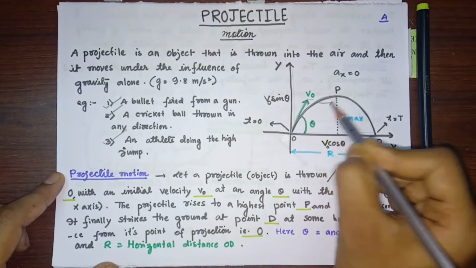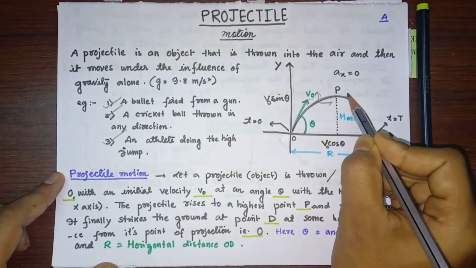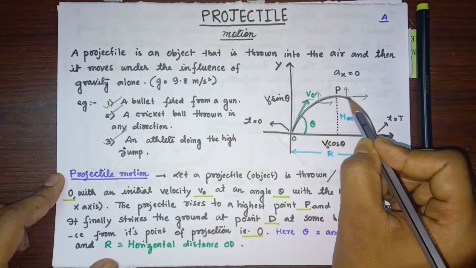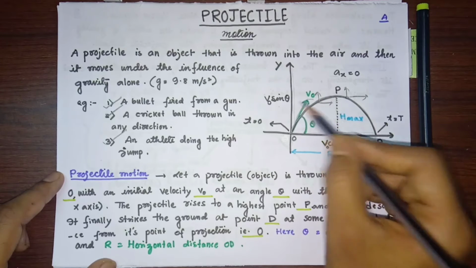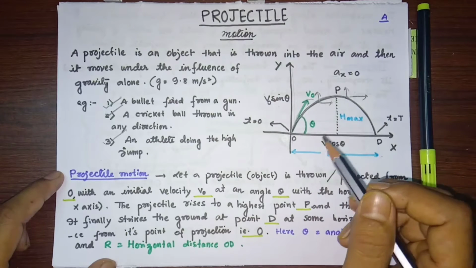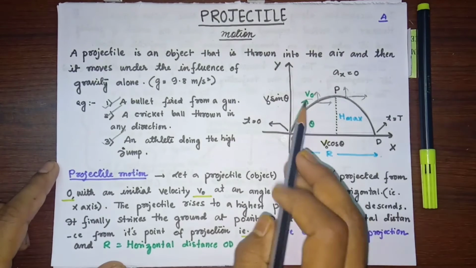At any instant the velocity will have two components, a horizontal component and a vertical component. This is the vertical component, this is the horizontal component. The fact is that the horizontal component is not responsible for the motion of the projectile. Only the vertical component is responsible for the motion of the projectile.